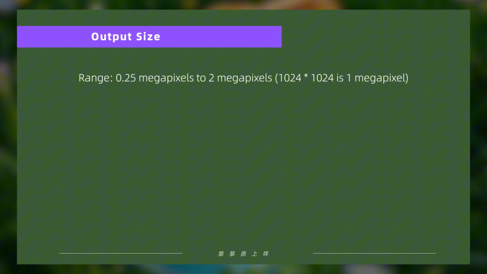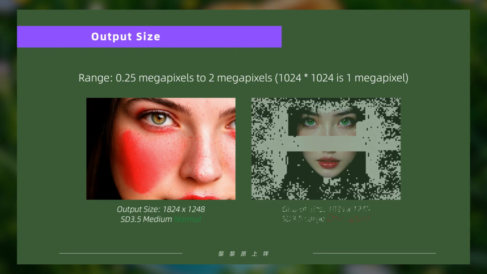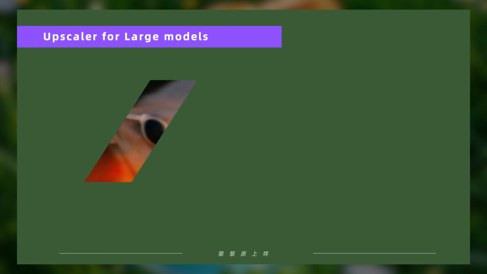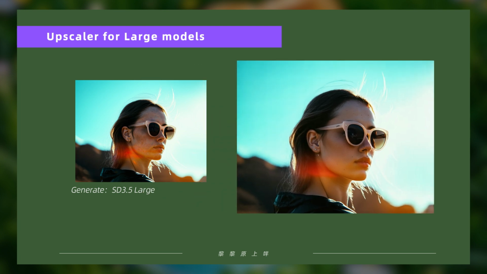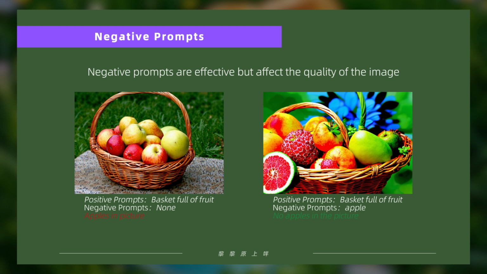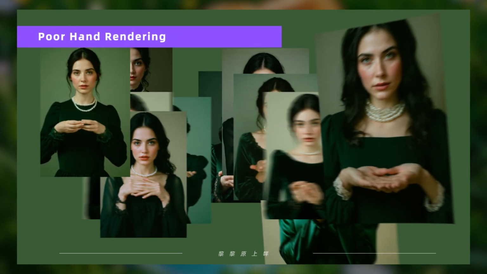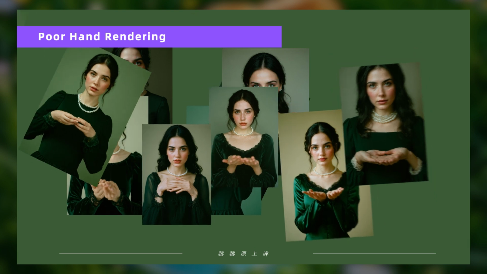It supports direct output sizes from 0.25M to 2M pixels, which allows a bit more range than the 1M limit of the Large model. It also works for upscaling images generated by the SD3 Large model, with reasonable results. While it supports negative prompts, this can slightly impact image quality. Just like the Large model, it struggles with hands, even after multiple image generations.